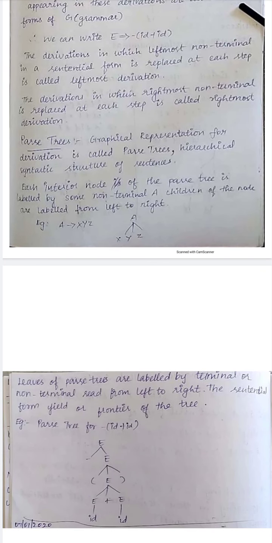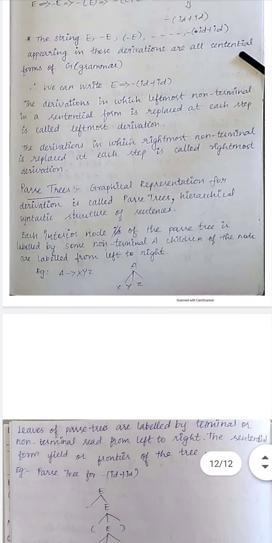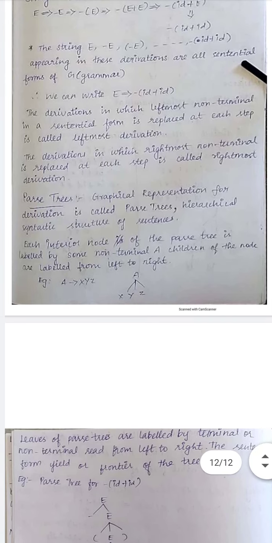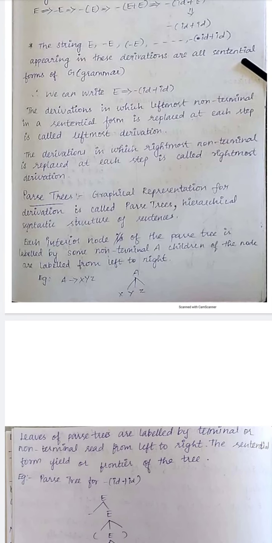So in the parsing process, the parse tree is the one we are going to construct. In the syntactic analysis phase, the output is going to be your parse tree, and the input is going to be your input string. Okay, so the graphical representation for derivations is called what? Parse trees. We also call it a hierarchical syntactic structure.